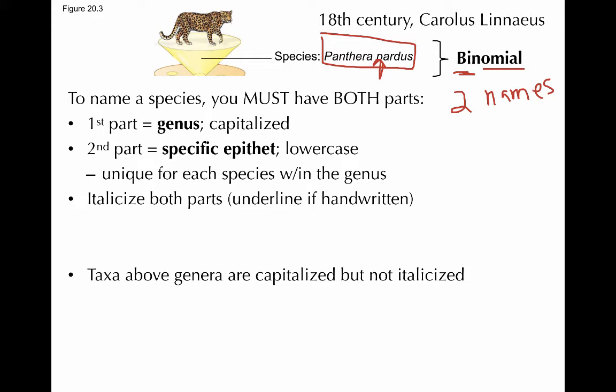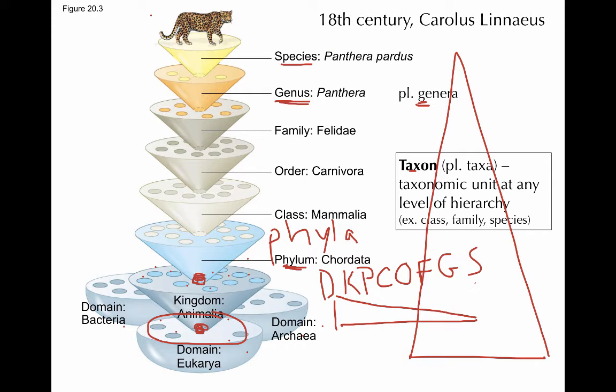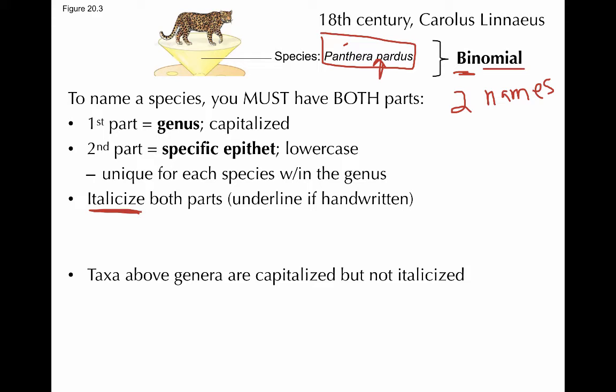And you'll notice here it's in italics. So you have to italicize both parts of the species. If I was writing it, I'd underline that if I was handwriting it. The first part of the species is actually the genus. And if we look back here, you can see Panthera is the genus. So the genus is capitalized, and that is underlined or italicized. And the specific epithet, which is the second part, is also underlined or italicized, but it is lowercase.